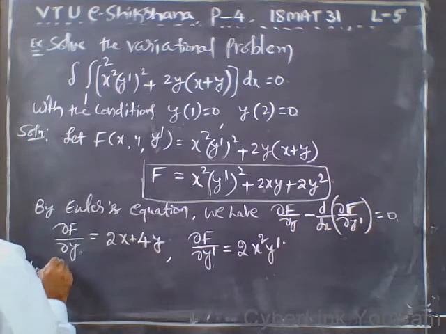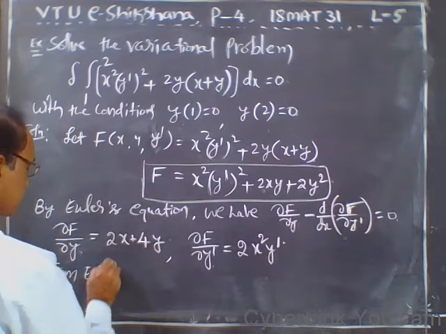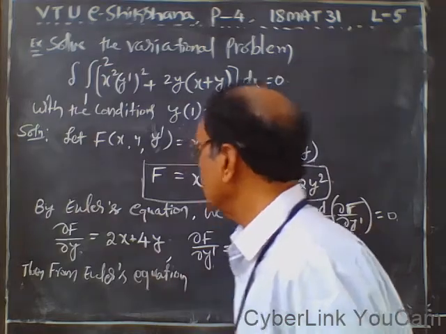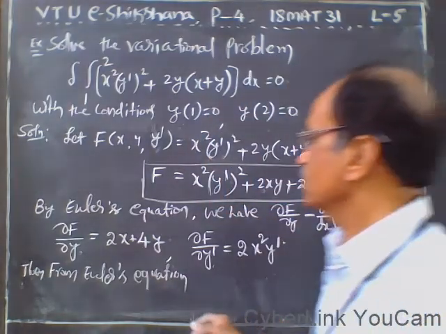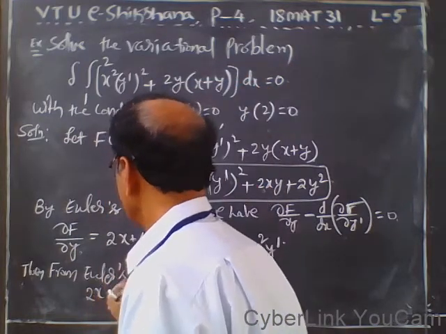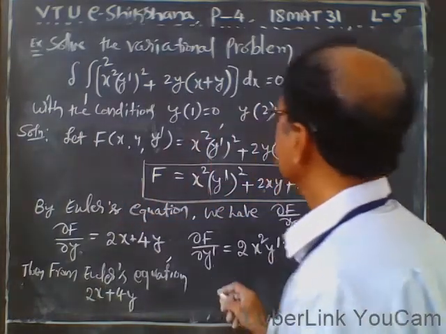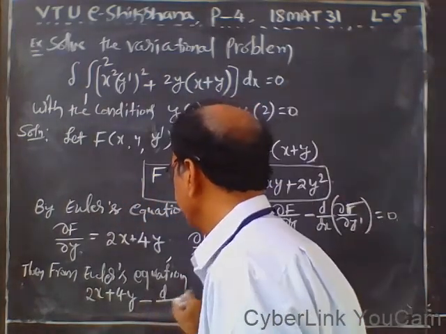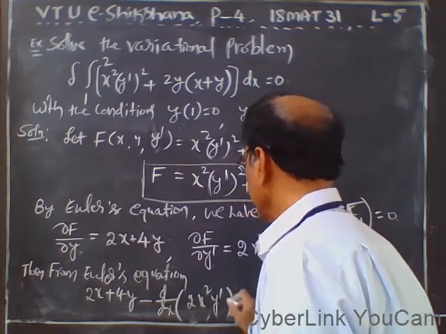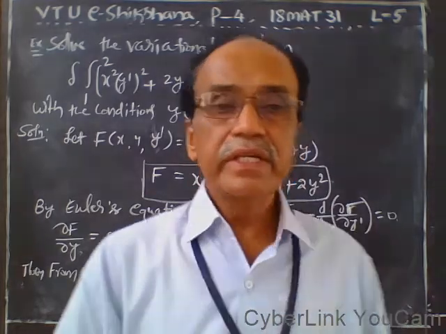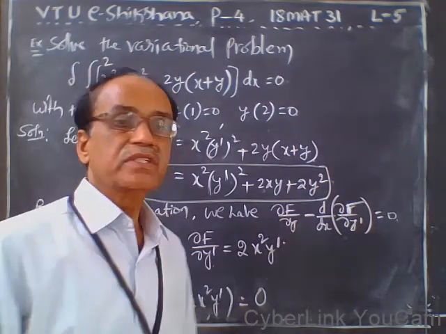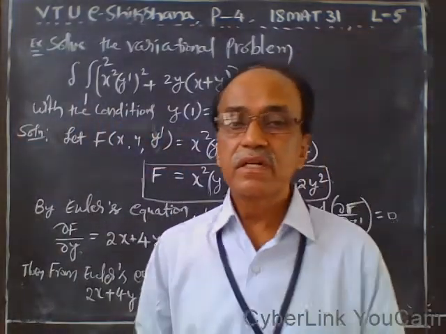From Euler's equation, we substitute these two values. In place of del f by del y, we have 2x plus 4y, and minus d by dx of 2x square y dash, equal to 0. Here it is not a case of the first derivative being independent of y, because the y term is given and it also appears in the given functional.